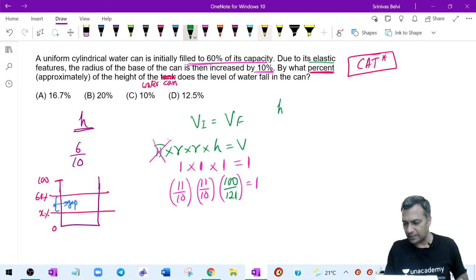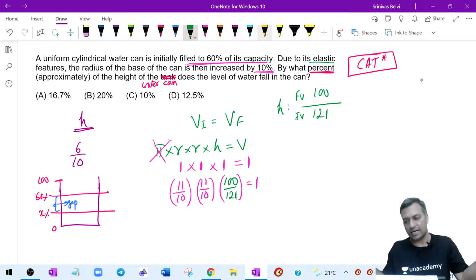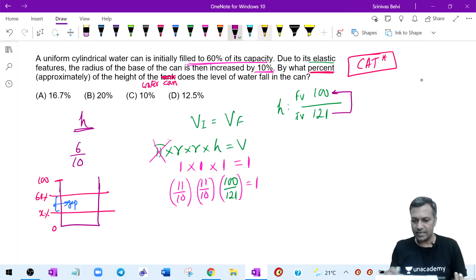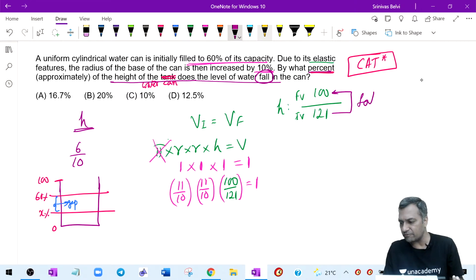Therefore, from the height perspective, if initially the height was at 121, finally the height has come down to 100. Therefore, what is the percentage change? Why am I interested in the change? Because ultimately the author is interested in by what percentage the level of the water fell, that gap. Therefore I'm looking for the fall itself. It was at 121, it came down to 100. Therefore the fall is 21 out of 121.